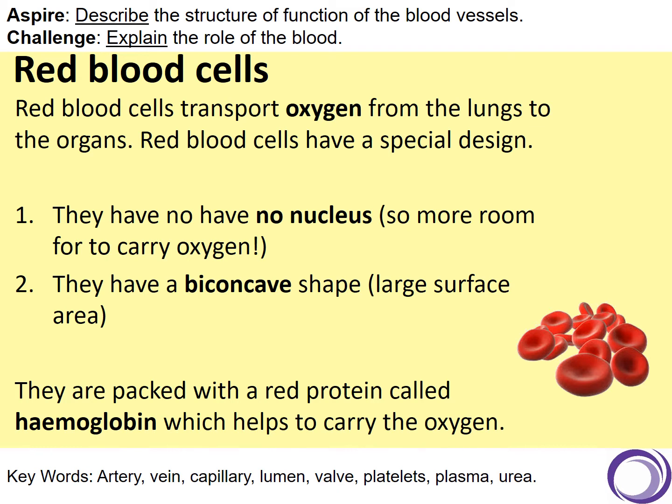So they're packed with this protein called hemoglobin, and that helps them to carry around oxygen. Hemoglobin is made up of iron. It's got iron inside it. That's why you need iron in your diet to help your red blood cells.